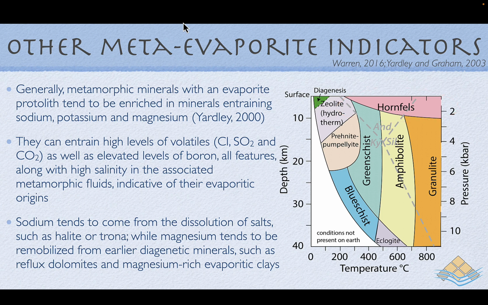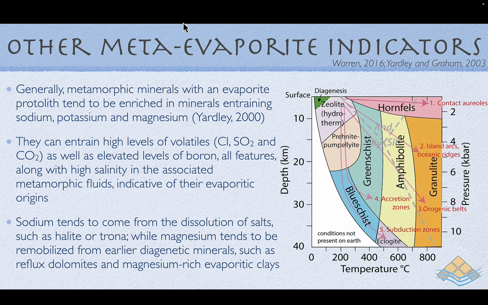So superimposed on this metamorphic realm diagram, we can look at the different styles of plate tectonic settings which define the types of metamorphic facies evolution we will see. In contact aureoles, we tend to see hornfels metamorphism, whereas in the orogenic realm, we tend to see a transition through greenschist, amphibolite and granulite at somewhat higher pressures and greater depths. And then in subduction zones, we tend to see that transition going from zeolites through blueschist into eclogites.